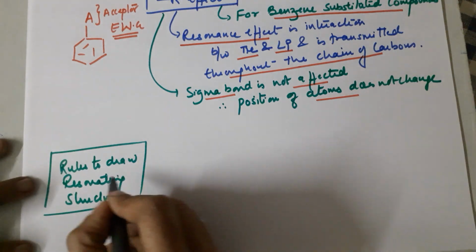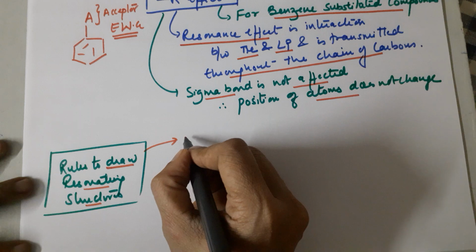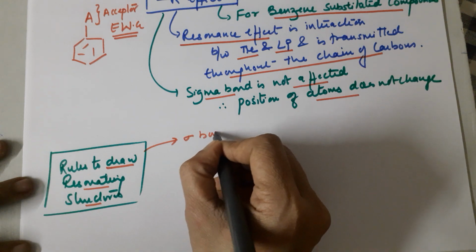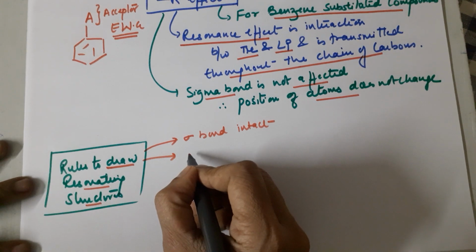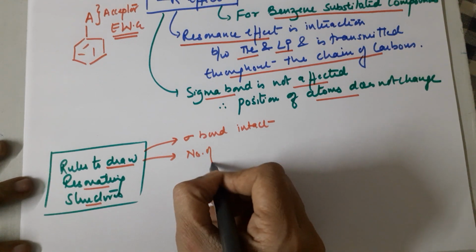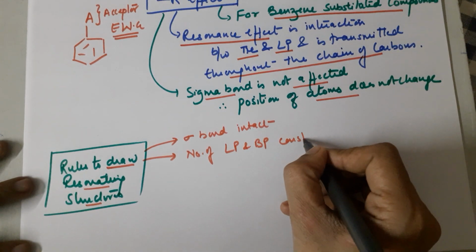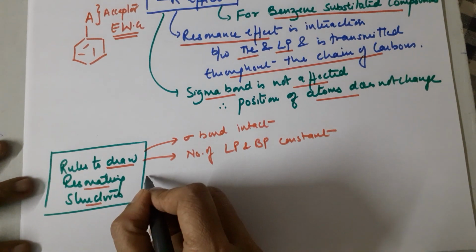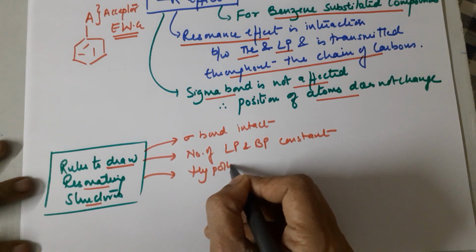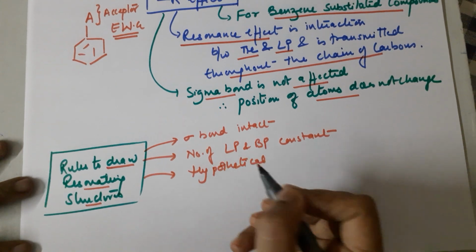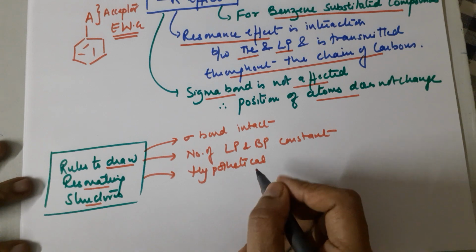Moving on to the rules to draw the resonating structures. When you draw the resonating structures, the sigma bond is intact. Don't break it. Also, the number of lone pairs and bond pairs in the structures are to be constant. They do not change. Also, these structures are hypothetical, which means you cannot isolate them if you want to do it. So, they are hypothetical structures.